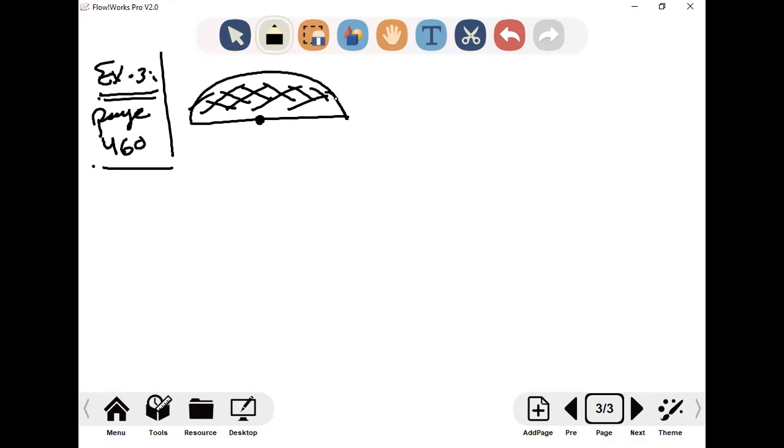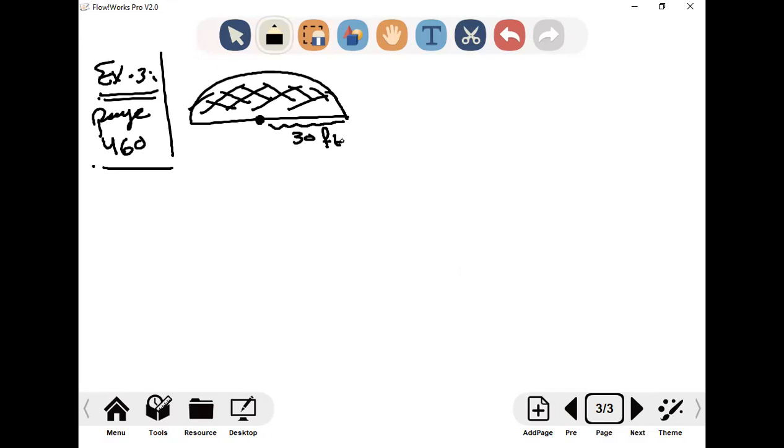Semicircle means half of the circle. How do we find its area? The radius is how much? 30 feet. This is the radius, right? So this is 30, this is 30. The diameter will be 60, right?